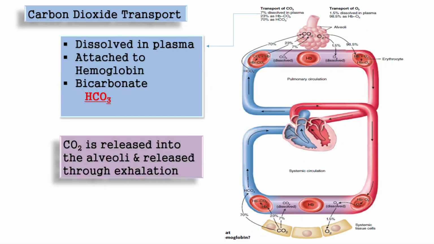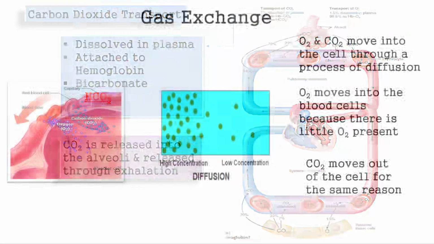Carbon dioxide is a waste material. It's dissolved, like we said, in the plasma. It also attaches to the hemoglobin. And we talked about how important bicarbonate is in that process. Let's keep going here.